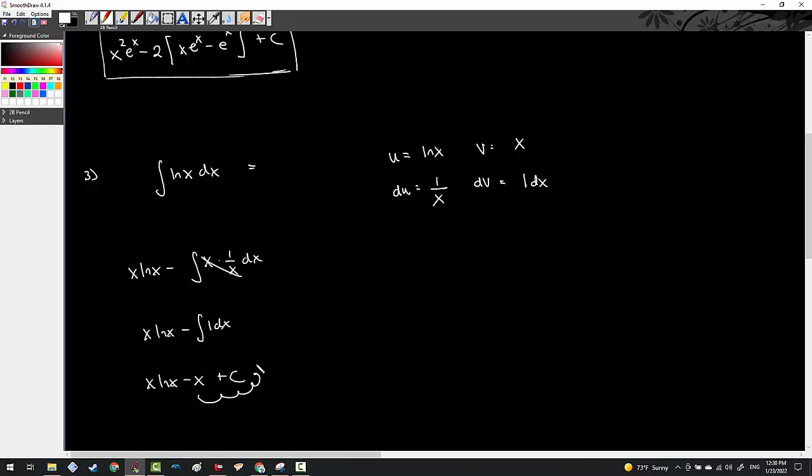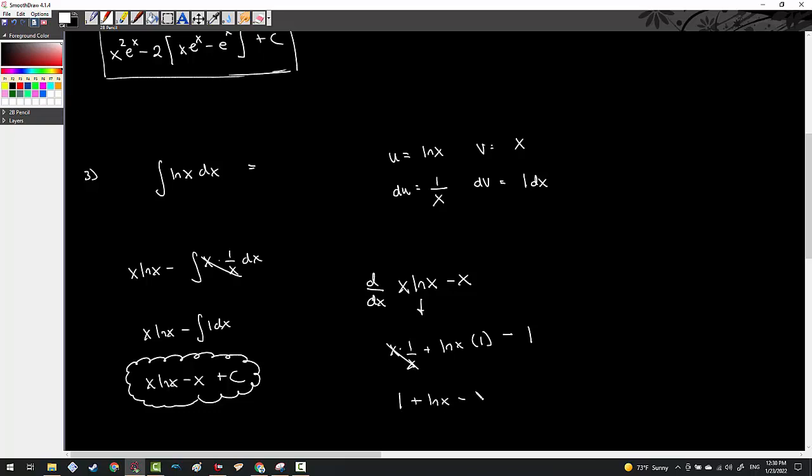Now, don't just take my word for it. Let's rederive this thing and find out if it's actually what we want it to be. Well, I see a little bit of product rule here. So first unchanged times derivative of the second plus second unchanged times the derivative of the first, minus 1. So then those guys are going to go away. I got 1 plus ln of x minus 1. Those guys cancel. I've got ln of x. Hey, I'm back to where I started. Awesome.